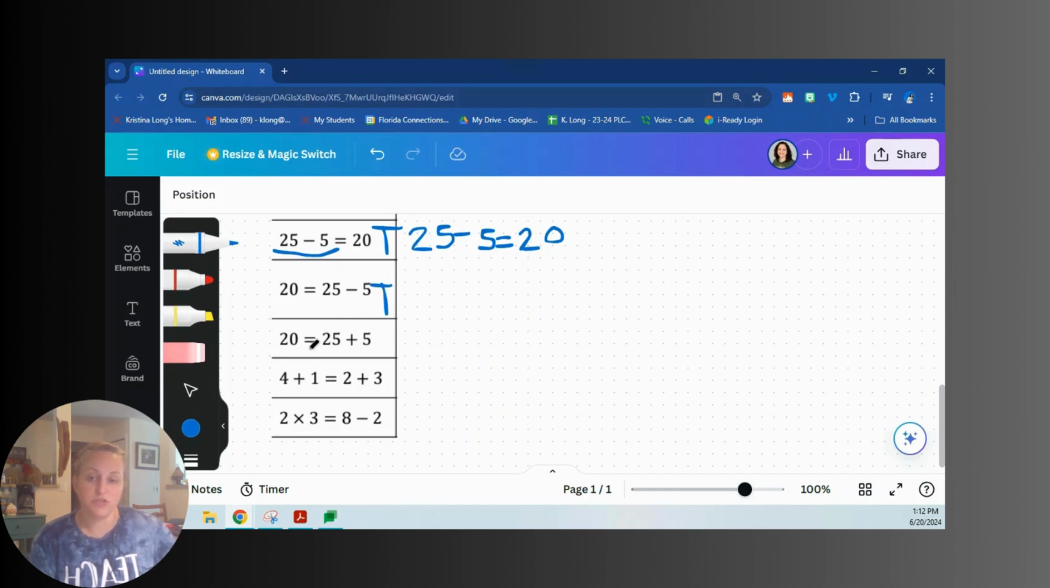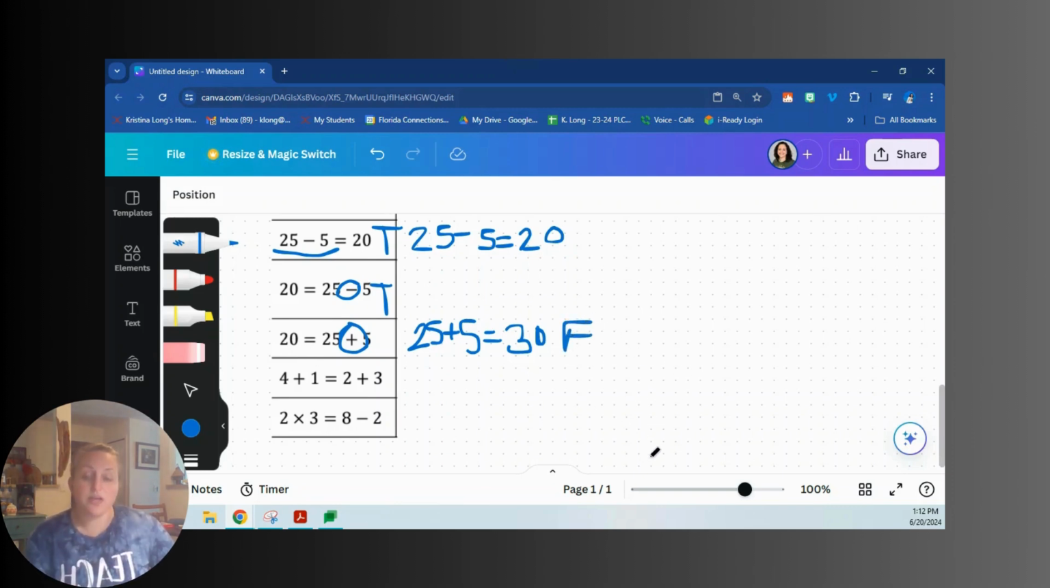But what if I have 20 is equal to 25 plus 5? All right, now I've changed my operation. Before I was subtracting, now I'm adding. So 25 plus 5 is 30. So I can change the order of the equation, meaning I can put the answer with the equal sign first, or I can put the answer with the equal sign last, but I can't change the equation itself and it still be true. 25 plus 5 is 30, which is not what this says. This says it would be 20. So that one is false.